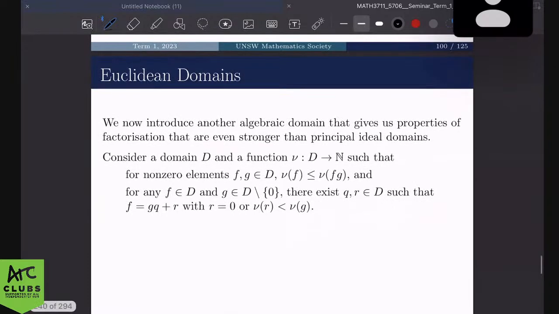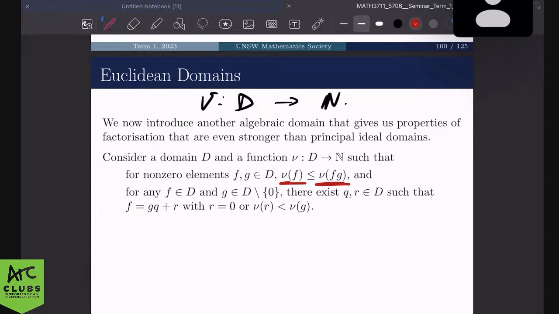Basically, you need this Euclidean function. So nu is used to denote what's called a Euclidean function, and it needs to map the domain to the natural numbers. And if it satisfies these properties, so nu of f is less than or equal to nu of fg, and then somehow you can do a factorization.